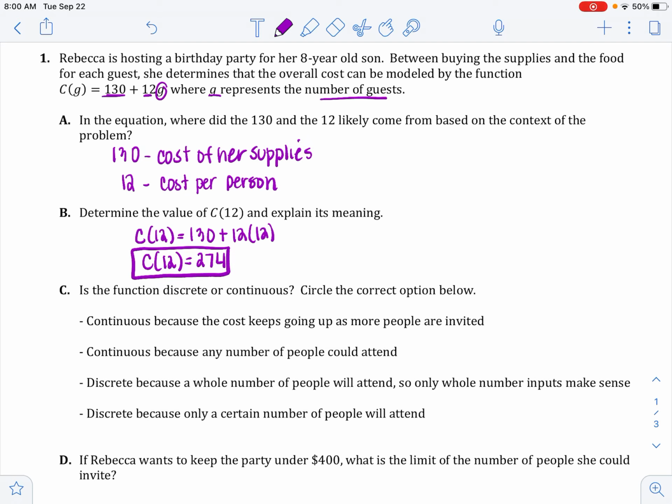Okay, it also says explain its meaning. So 12 is the number of guests, and 274 is the total cost. So I'm going to say if 12 guests attend the party, it will cost $274.